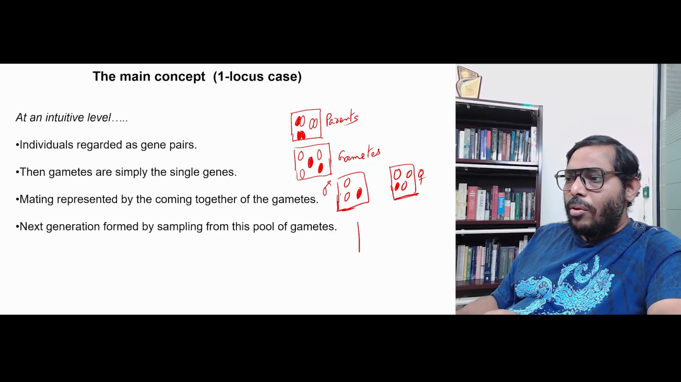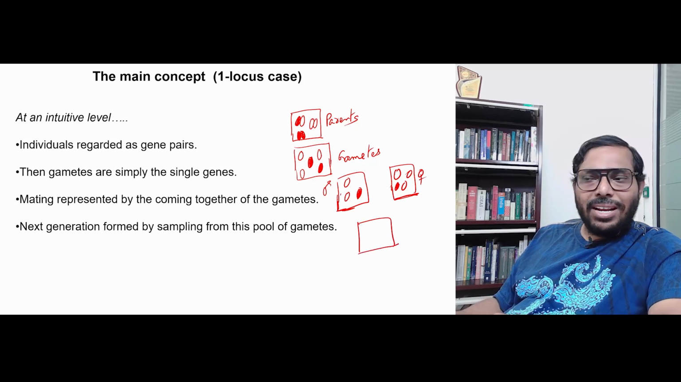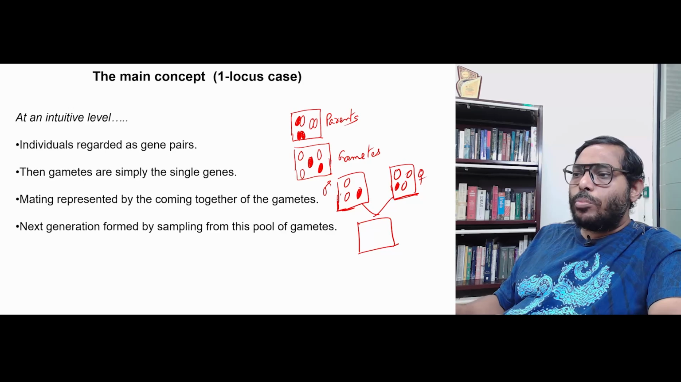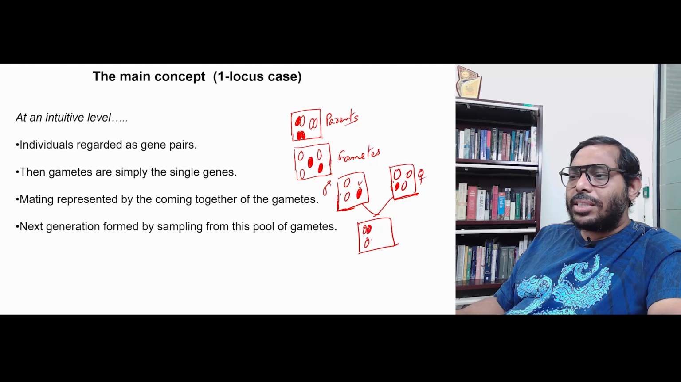So, when you are looking at the next generation, then essentially all you have to do is to pick up one gamete from here and one gamete from here and join them to form the next generation, something like this. It all goes back. So, this is the offspring generation.